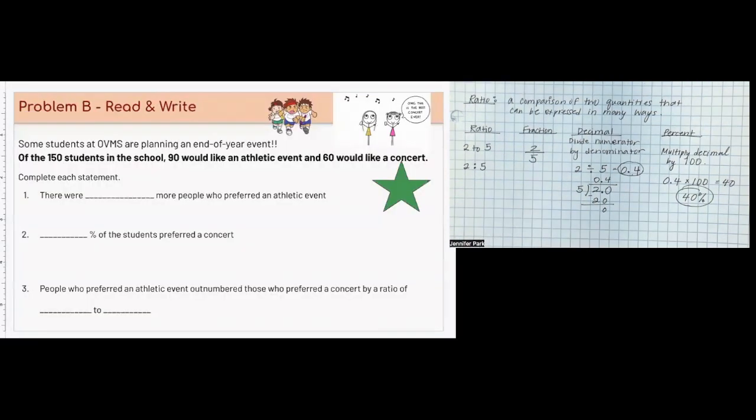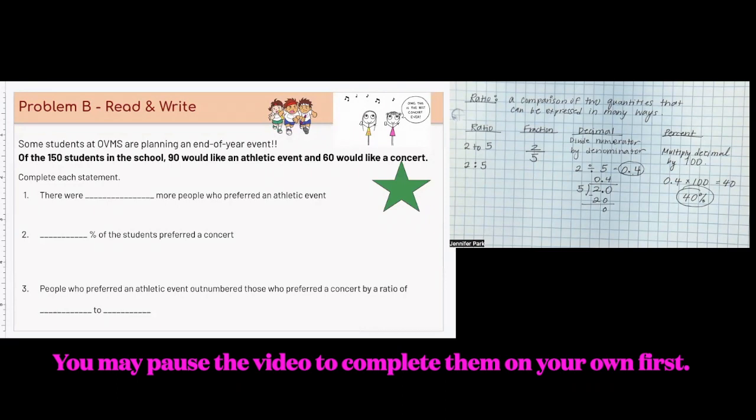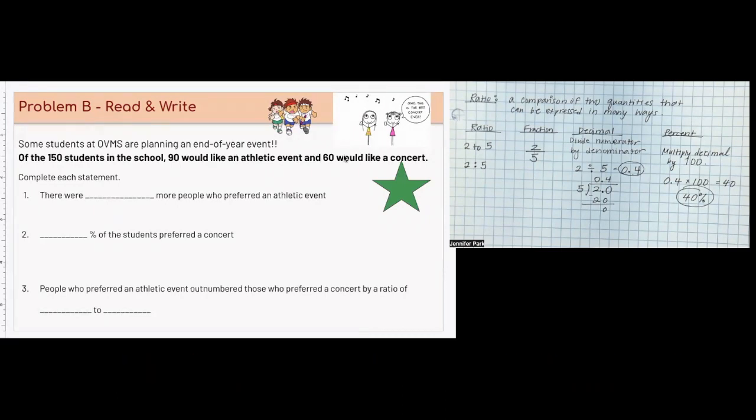All right, so next slide. Let's read this together first. It says, some students at Oak Valley Middle School are planning an end-of-year event. Of the 150 students in the school, 90 would like an athletic event and 60 would like a concert. Please complete each statement. So you might make some conclusion here already about how many students prefer which particular event more than the other.